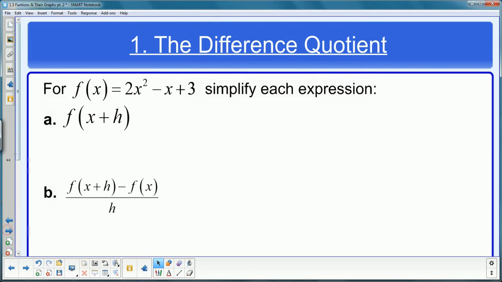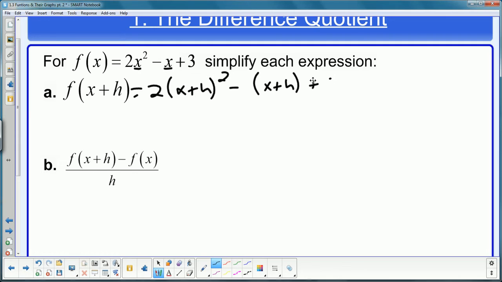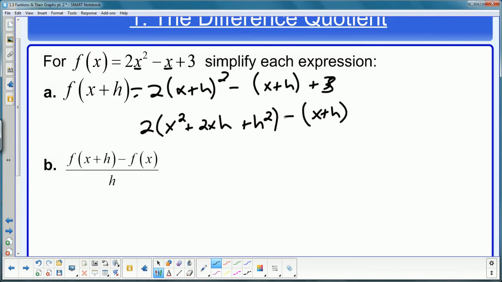Okay. So if we look at our first one, I broke it down into two pieces here so we can practice this a little bit. I'm going to take all of my x's and I'm replacing them with an x plus h. And I'm going to include parentheses, and one of the reasons I do that is because there's this negative sign here and also because of the square. So to simplify this, I need to remember that this means x plus h squared, which means I have to FOIL, which is going to give me x squared plus 2xh plus h squared minus x plus h plus 3.